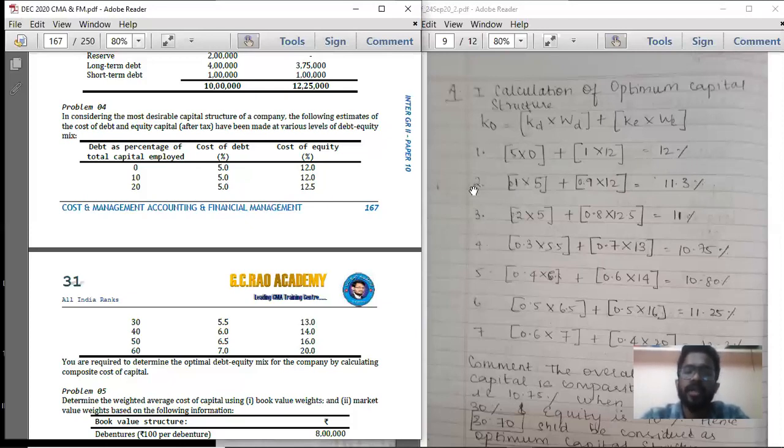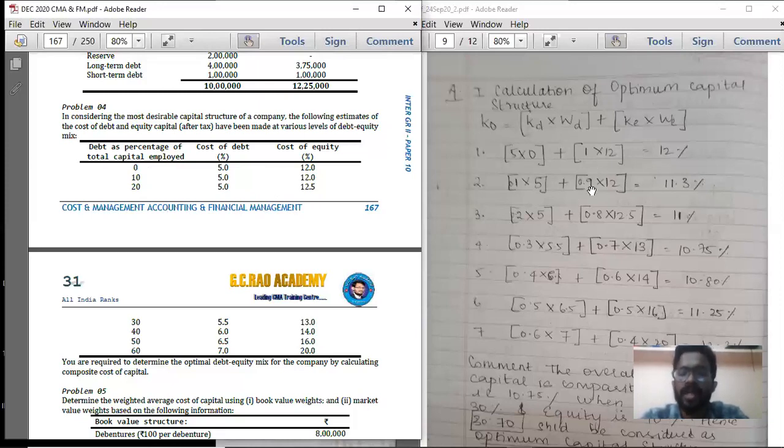So below that, leave one line gap, record point number 2. What is the weight of debt? 10%. So 0.1 into, open a bracket, 0.1 into cost of debt. At 10 is to 90 debt mix, cost of debt is 5, cost of equity is 12. So 0.1 into 5 plus, if 10% is debt, 90% is equity.